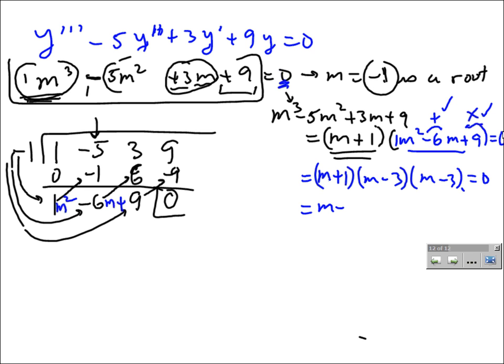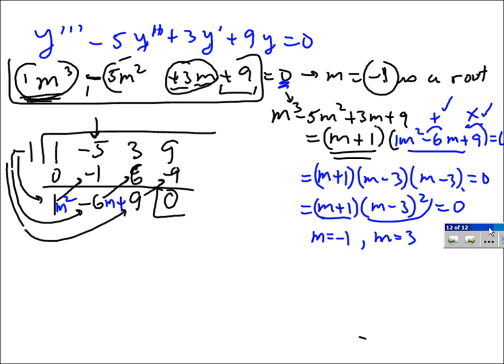So we have m plus 1 times m minus 3 squared. So either this or that is 0. m plus 1 is 0: m is negative 1. Here, m is 3. But it had multiplicity of 2. That's somewhat important. So now we're ready to write down the general solution.